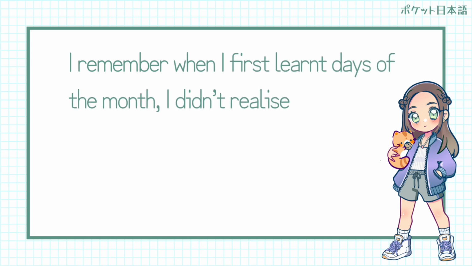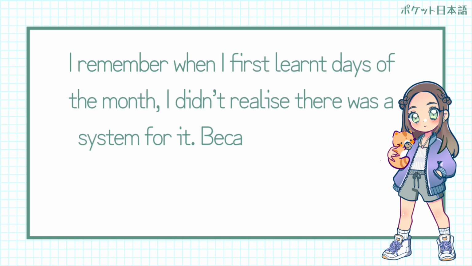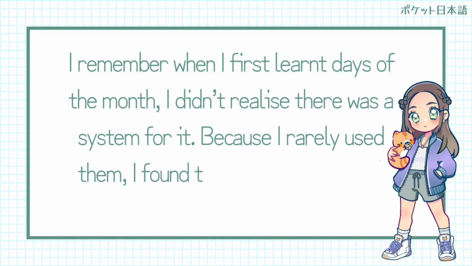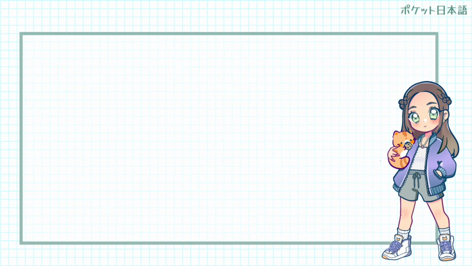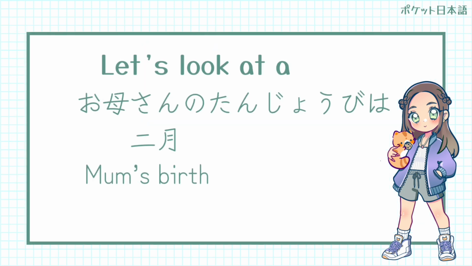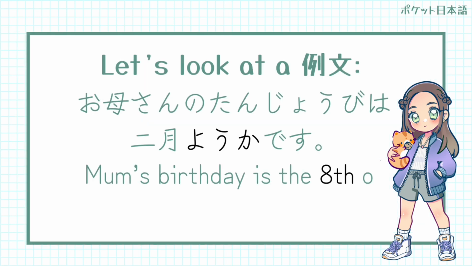When I first learnt the days of the month, I didn't really realize there was a system to it. Because I rarely use them, I always forgot them. I think a lot of people try to just learn them later and then never do. Let's look at a reibun. お母さんの誕生日は2月4日です. Mum's birthday is the 4th of February. That is how you would use this in a sentence.